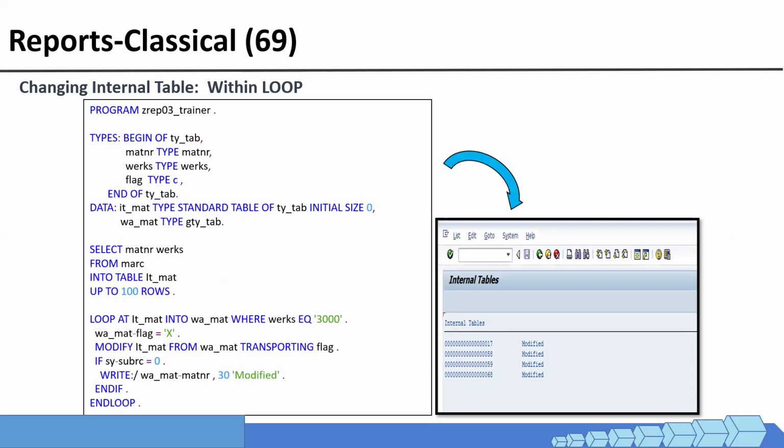Next, delete. What will this loop do? Think about it here. Plant field you are selecting here. What will the loop statement do? Only this loop, what will it do? This loop with a where condition, what will it do exactly?